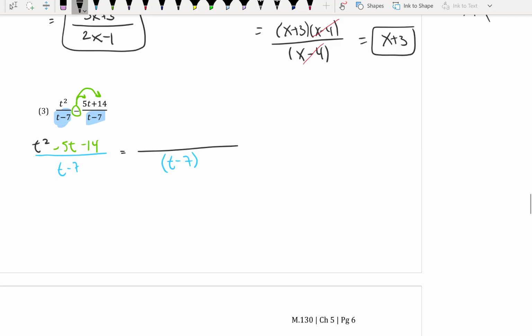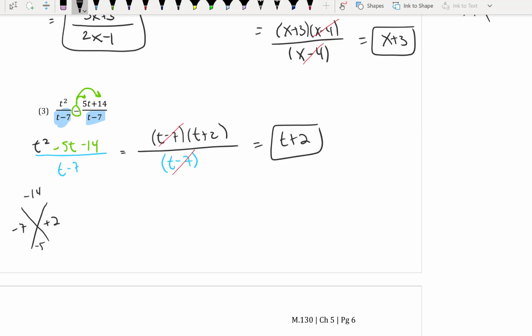It's exactly the same. But if I'm going to factor my numerator, I have a negative 14 and a negative 5. So that would be 7 and 2. If it's a negative 7 plus 2, then it'll give me a negative 5. So I'm going to have this as a t minus 7 and a t plus 2, which tells me that the t minus 7 cancel. So I'm left with a t plus 2 as my final answer.